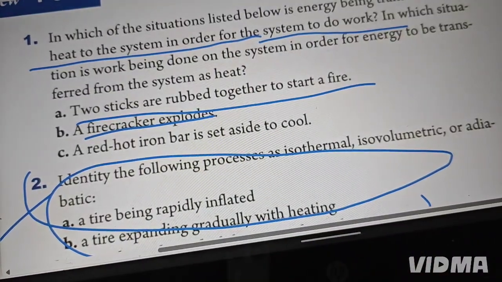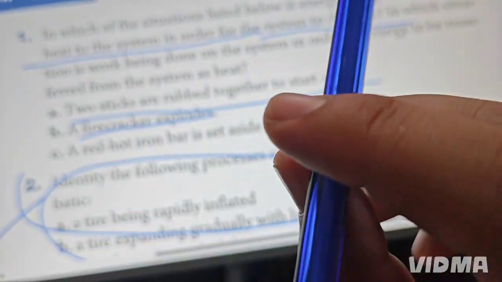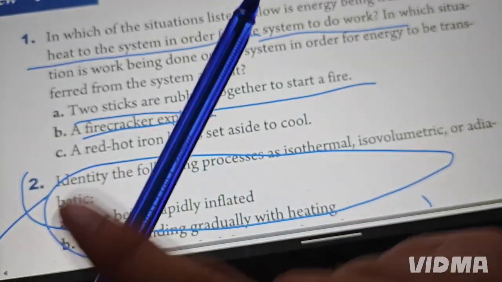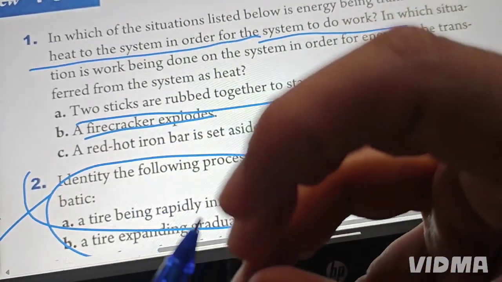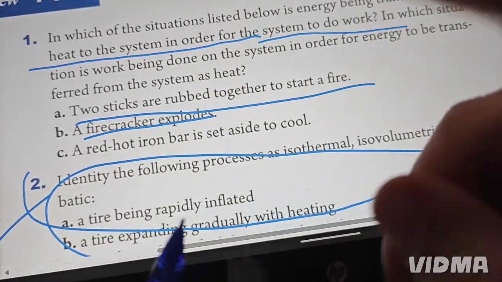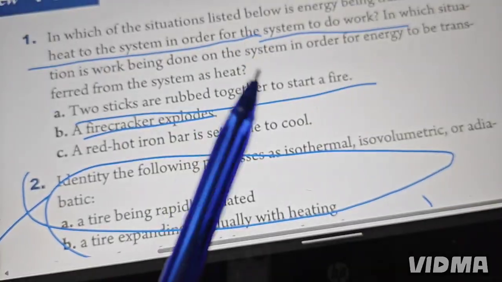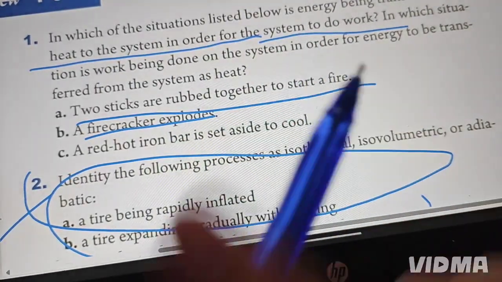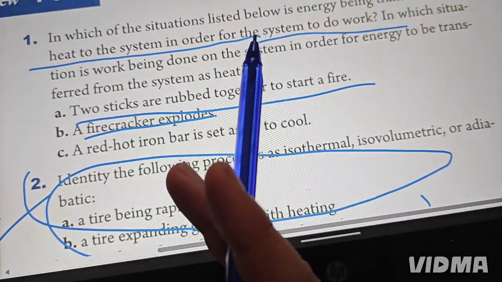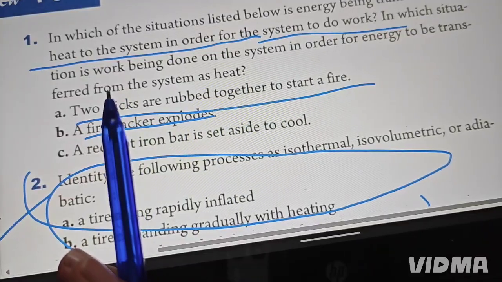So this firecracker, first of all, imagine it. Inside the firecracker, energy is transferred. After that, the firecracker explodes. First there is energy transfer inside, then the fire explodes. First you have energy transfer, then work is done. So in part B, the firecracker, how is work done? Energy is transferred as heat, which then does work when it explodes.